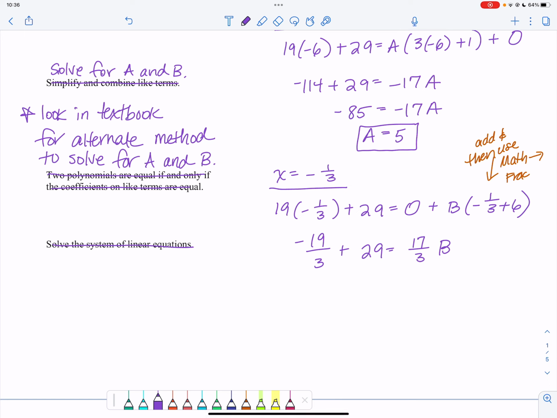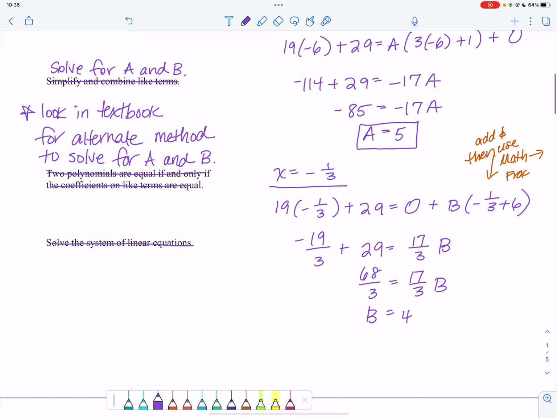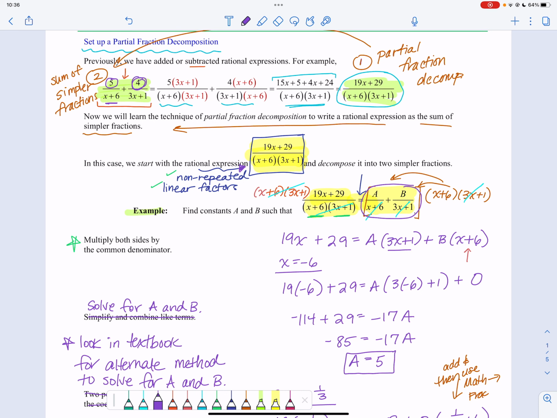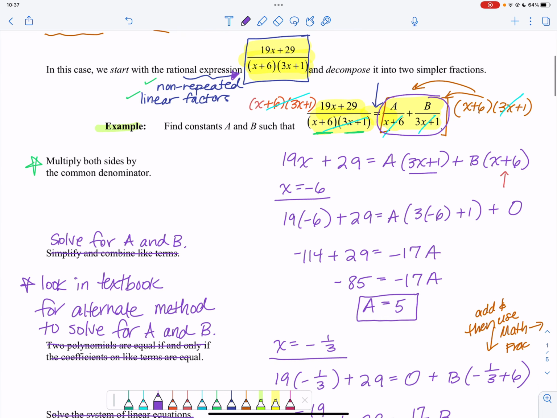So let's go ahead and add the 19/3 to the 29. And I have 68/3 equals 17/3 times b. And of course, you can see that b is going to be 68 divided by 17, which is 4. Here I divided both sides by 17/3. So what did you notice? There's the 4.